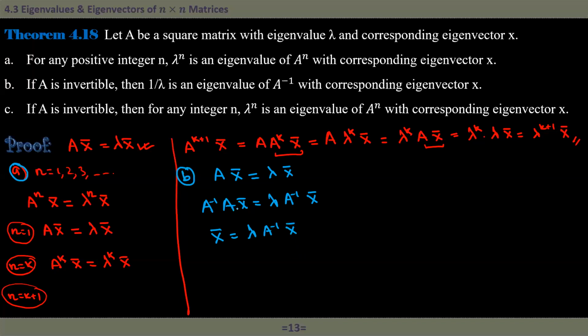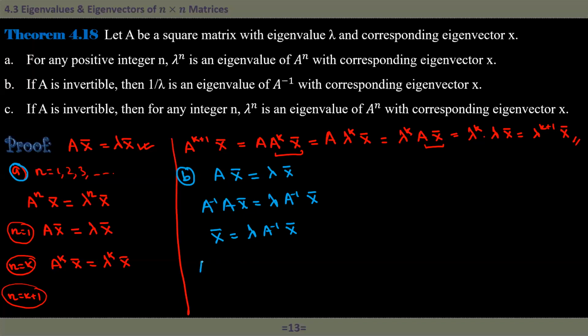And also since A is invertible, we know that the determinant of A is not equal to 0. It cannot be equal to 0. So that means if the determinant is not equal to 0, this lambda cannot be equal to 0. We have just seen that theorem in the previous video. So since I know that lambda is not equal to 0 because of the invertibility of matrix A, I can just divide both sides by lambda.